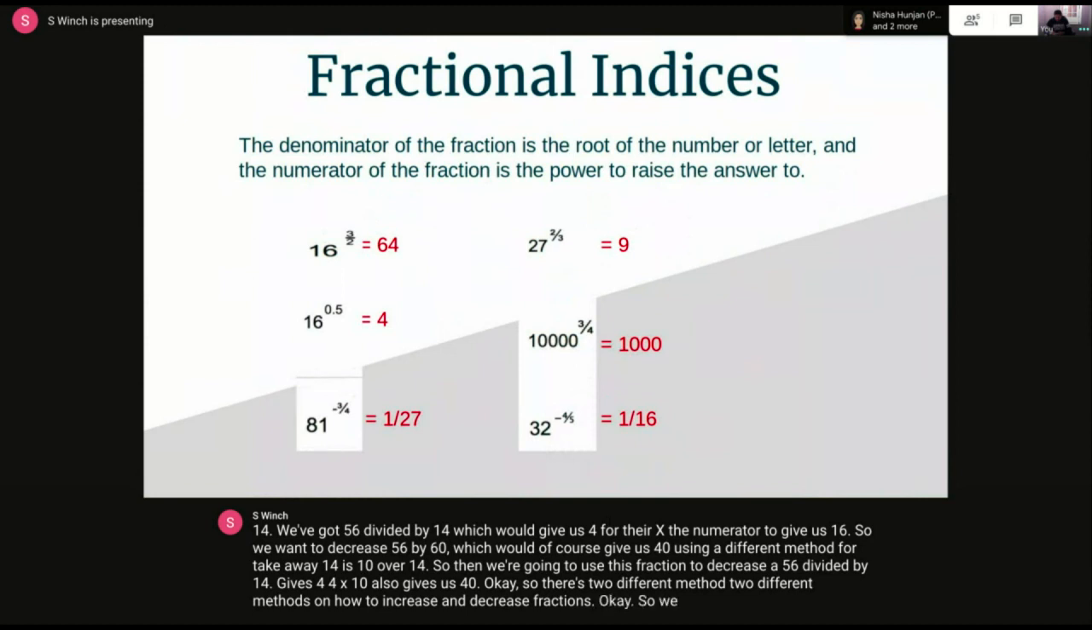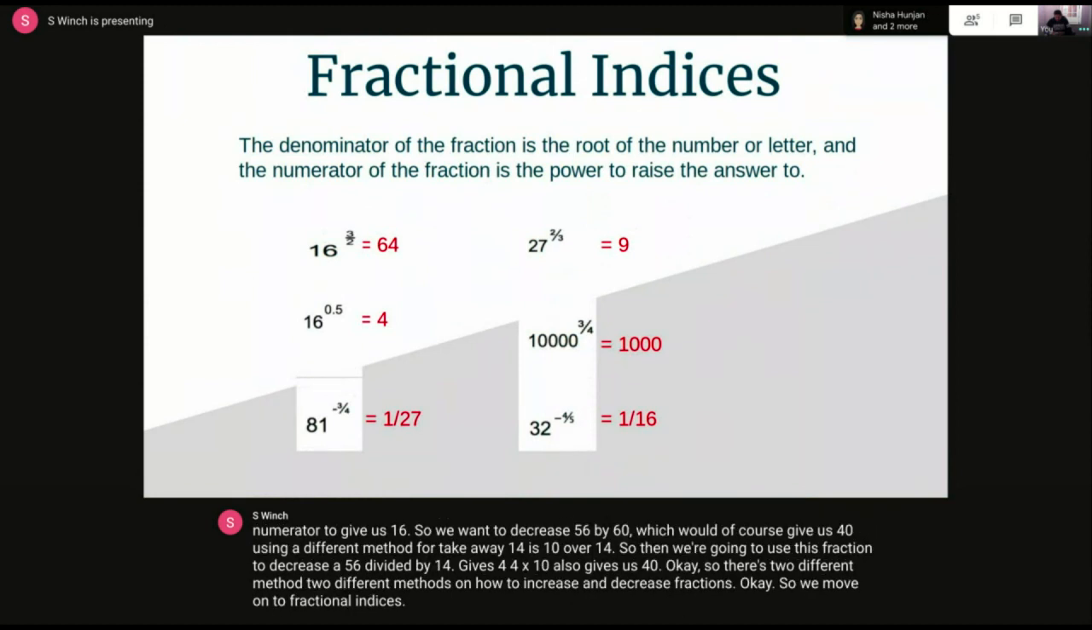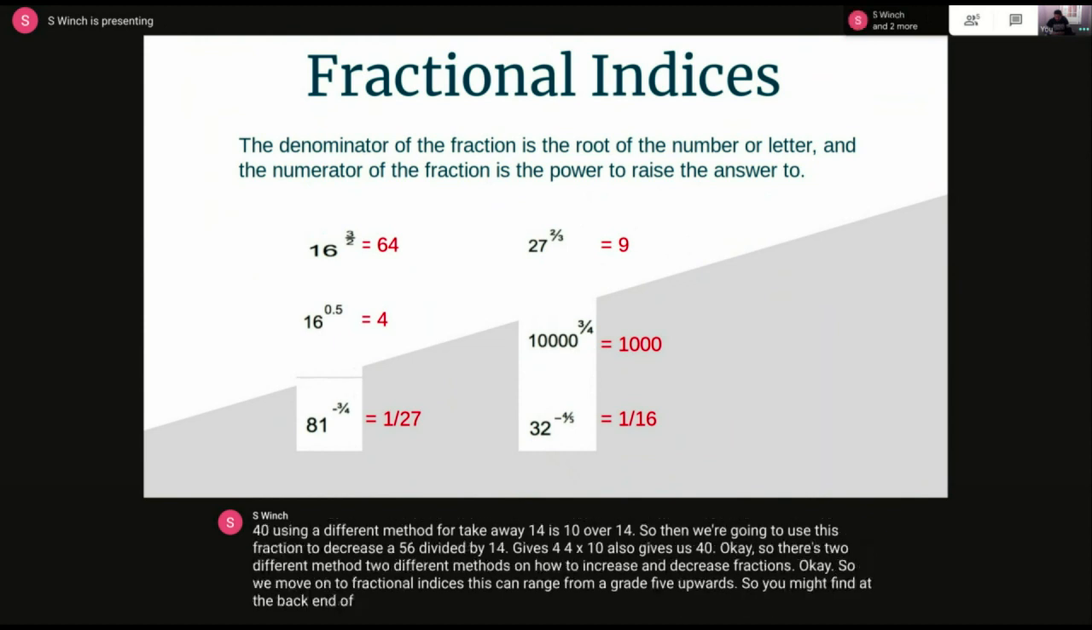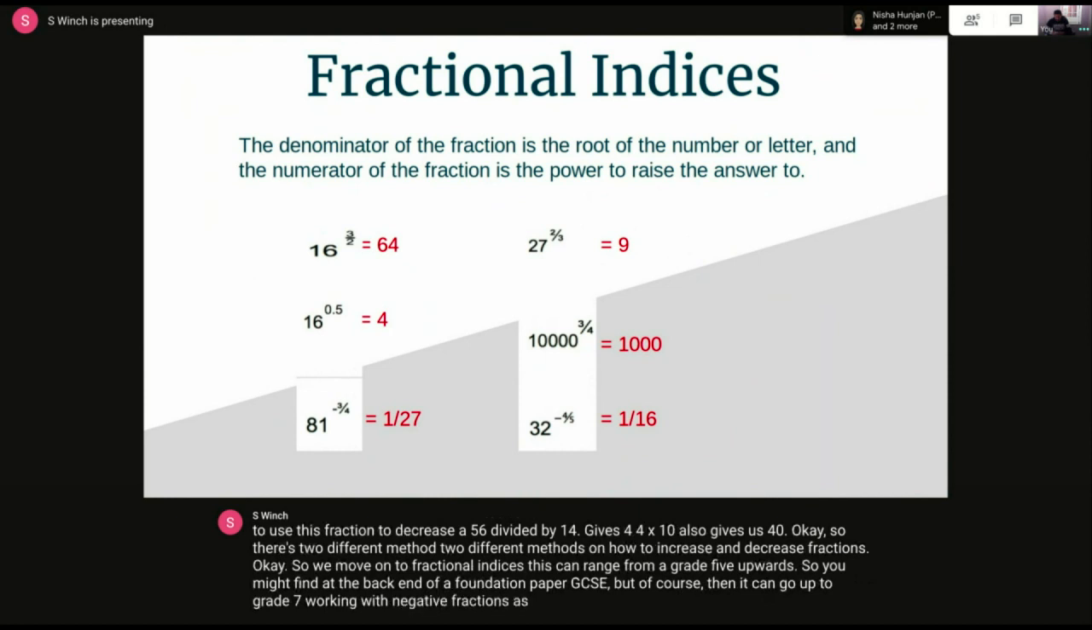Okay, so we move on to fractional indices. This can range from a grade 5 upwards. So you might find it at the back end of a foundation paper GCSE, but of course then it can go up to grade 7, working with negative fractions as well, negative fractional indices.